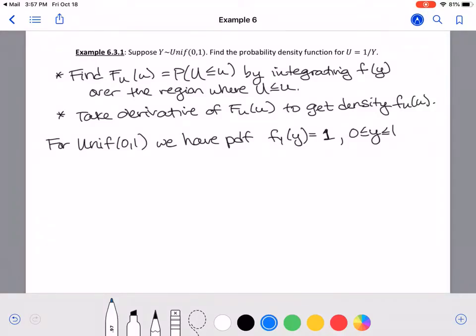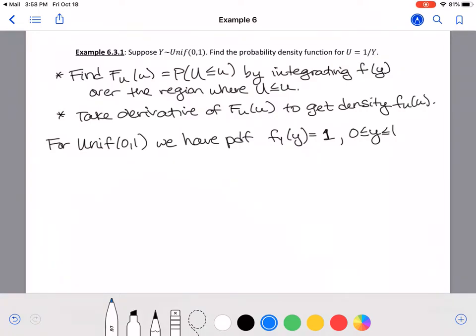In example 6.3.1, we have Y being uniform in the range from 0 to 1, and we want to find the probability density function for a transformation or a function of Y, which is U equals 1 divided by Y. I had handed out the list of steps at the beginning of section 6.3 for finding the distribution of some function U based off the method of distribution functions, and I have noted on the side that steps 1 and 2 are mostly necessary for 2 or more Y's. So in this situation where we only have one Y, I've just rewritten down what steps 3 and 4 were.